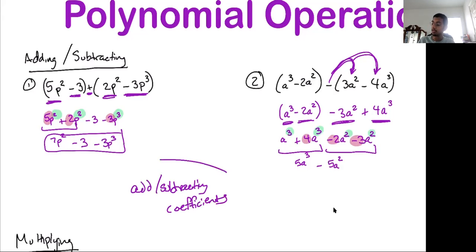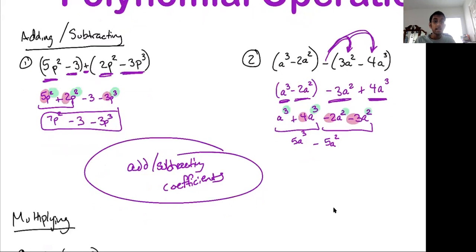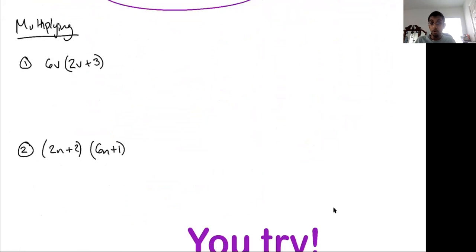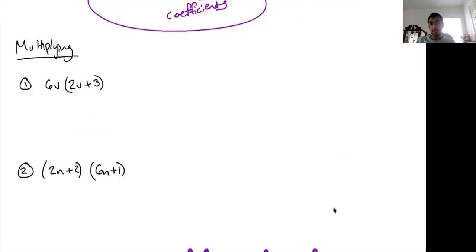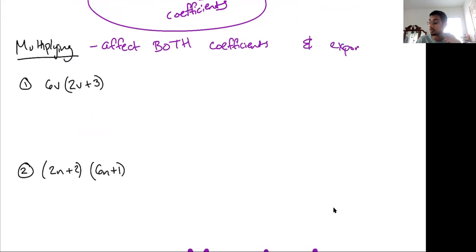So now that I know this, let's go on to something called multiplication of polynomials. So this is a bit different. Now, unlike addition and subtracting, multiplication would actually affect both the coefficients and the exponents. And again, if you know your exponent rules, you should know this pretty well. So let's do some examples.